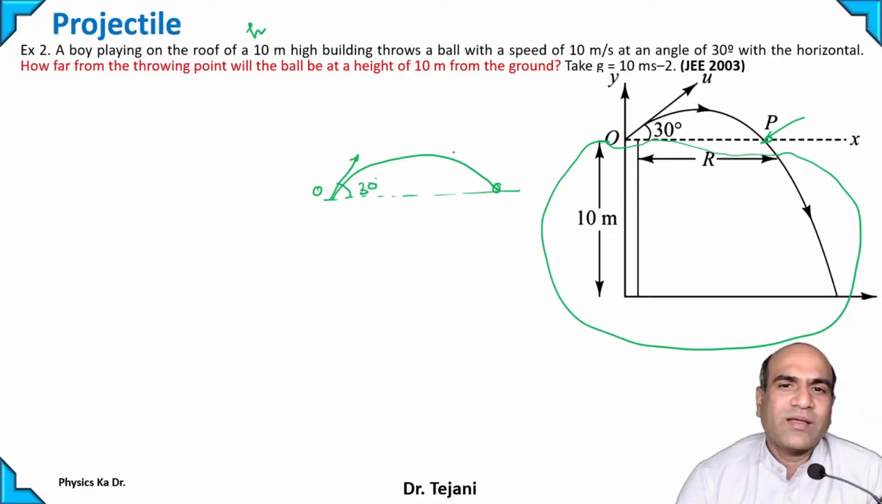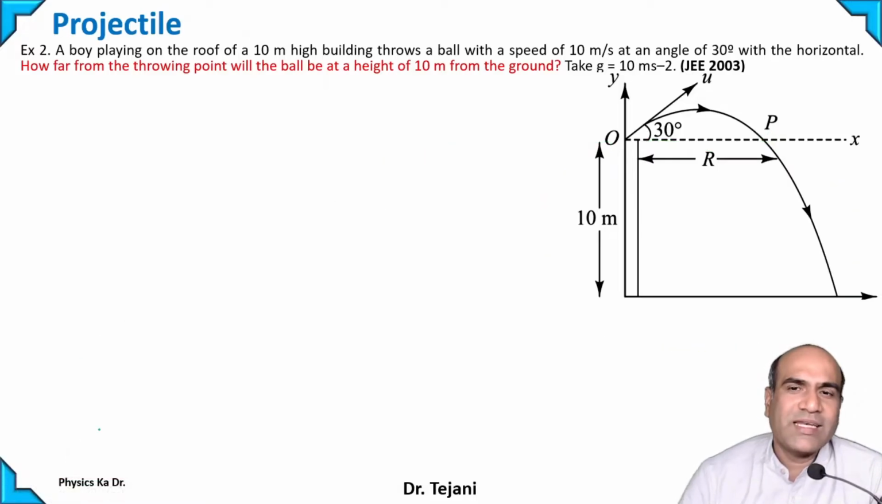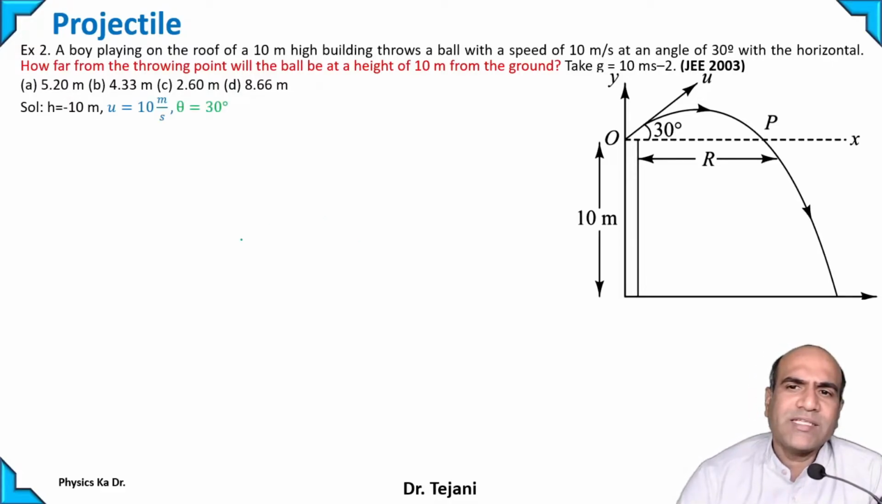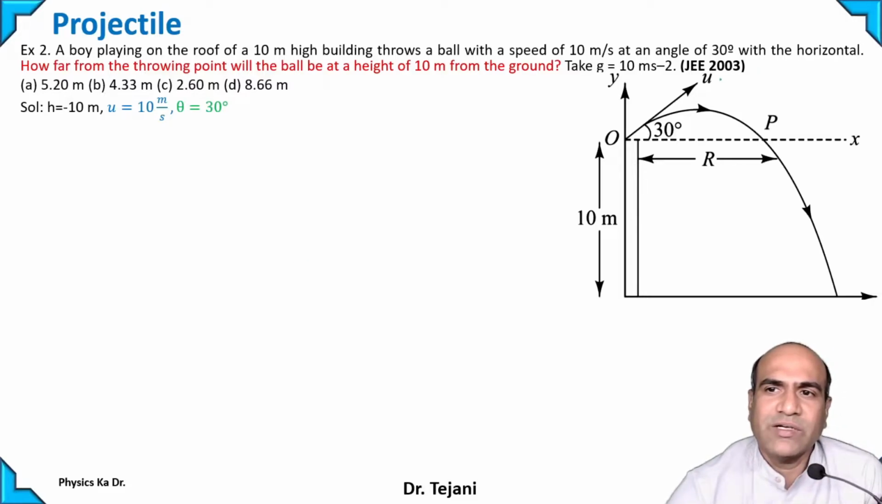Yes or no? Now this question has become easy, and now it is very simple for you. Let's solve it. Four options are given, as in NEET and JEE: 5.2 meter, 4.33, like that. Solution: h is equal to minus 10, u is equal to 10, initial velocity u is given 10 meter per second, and theta is given 30 degree.